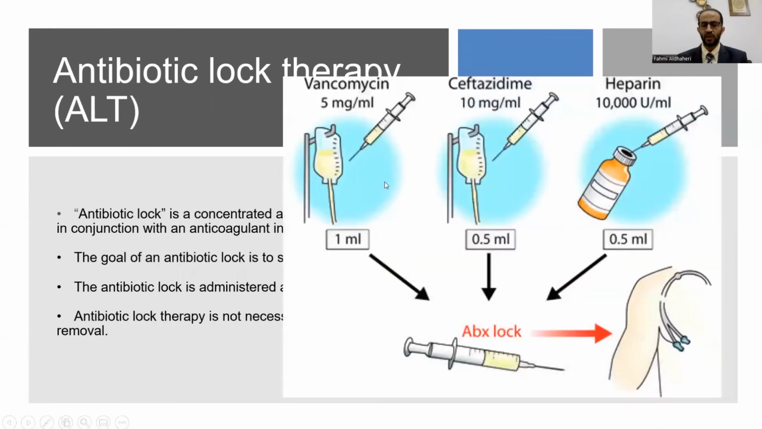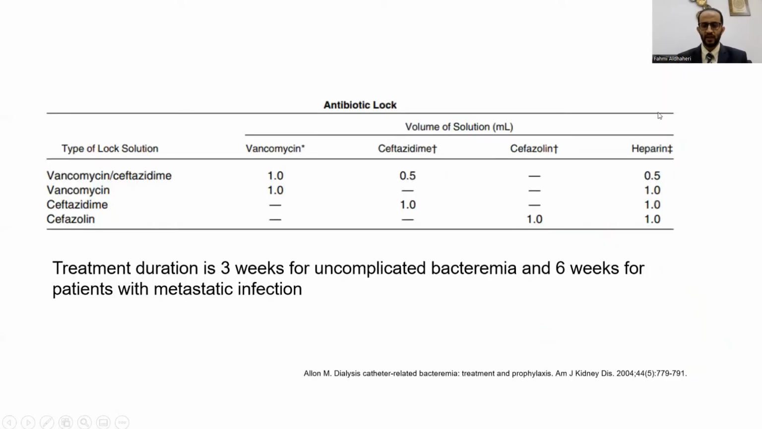So this is how to prepare the antibiotic lock therapy. With vancomycin, 5 mg per ml, we put 1 ml of vancomycin and 0.5 ml of ceftazidime with heparin and lock the catheter with the antibiotic. Here is the suggested protocol by Dr. Alon on how to prepare the antibiotic lock with vancomycin, ceftazidime, or cefazolin. Usually it's 1 ml for vancomycin, 0.5 ml for ceftazidime, and 1 ml for cefazolin, with heparin. The duration of the antibiotic lock is usually 3 weeks for uncomplicated bacteremia and 6 weeks for complicated bacteremia.